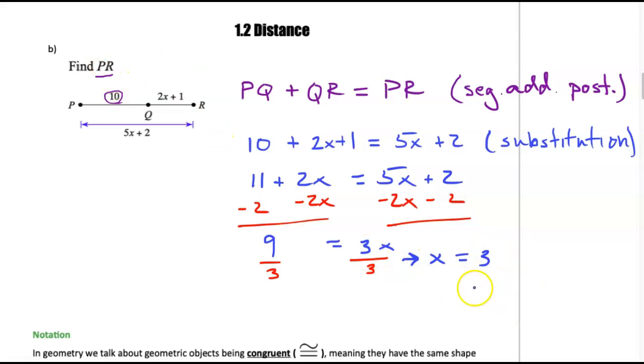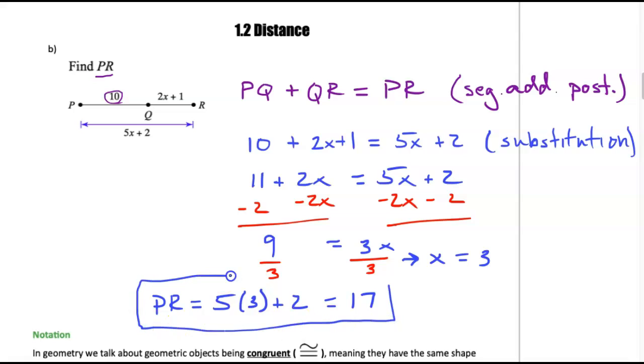Now, we weren't asked to find what x is, right? So we're not finished there. We're asked to find what PR is. So since PR is equal to 5x plus 2, I'm going to plug in 3 for my x, and that's going to be 5 times 3 is 15 plus 2 is 17. So the length of PR is 17.